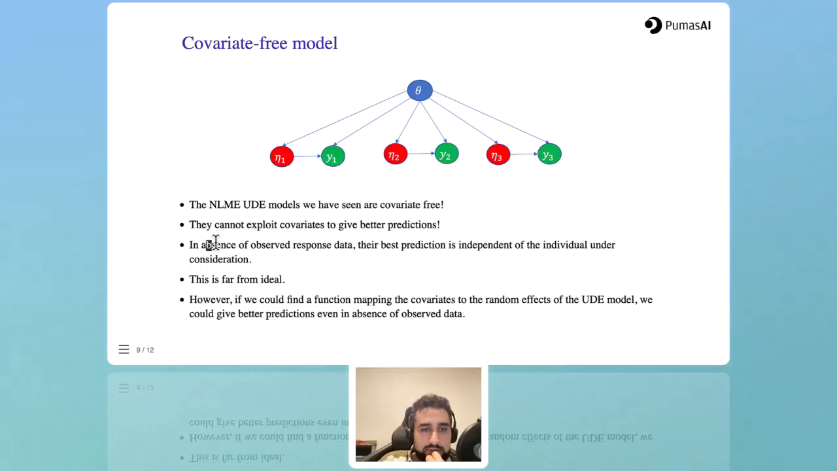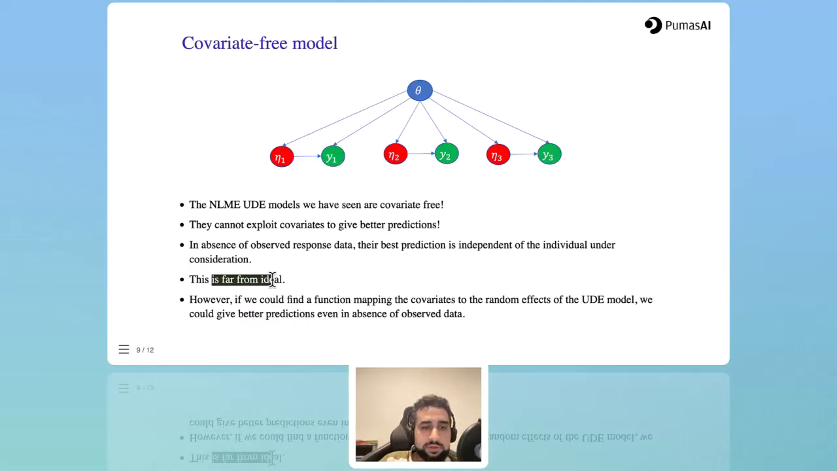In the absence of any observed response data, if we don't observe any Ys yet, the best prediction is going to be independent of the individual under consideration. Let's say the same input dose is given to all of the patients, which is the only implicit covariate if you have a PK model. Because we don't have any covariates and we don't have any individual observations, the best population prediction will be the exact same for all the individuals. So we won't be able to make a different prediction for individual 1 versus individual 2 versus individual 3 because we don't have baseline covariates. And that's far from ideal.